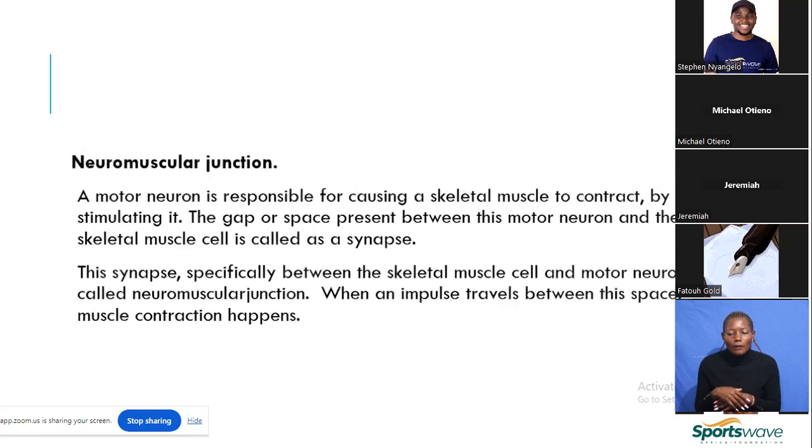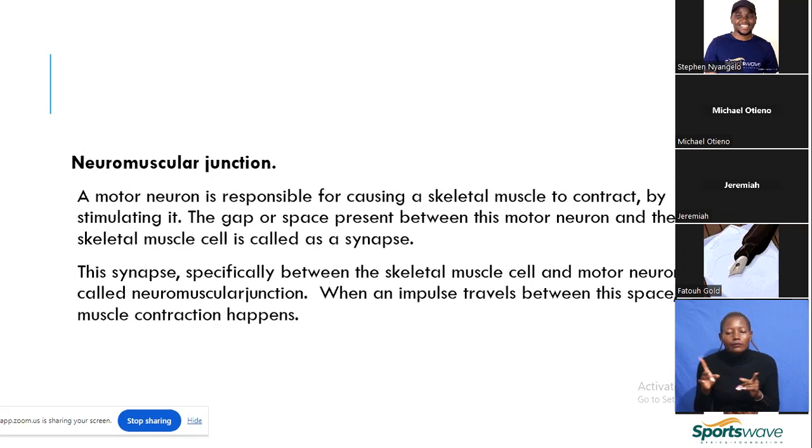I've also explained the neuromuscular junction, a very, very important junction, where the neuron connects with the muscle. A neurotransmitter transmits the messages across, so that the impulse travels across that space to give the muscle that message from the brain.